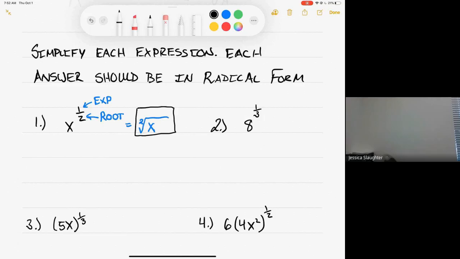In example 2, I have 8 raised to the power of 1/3. Remember, 3 is going to be your root, and your exponent is going to be 1. This means I'm going to have the cube root of 8, and 8 is raised to the first power. We don't necessarily need that first power, so you can just leave it as the cube root of 8. If you're not sure what the cube root of 8 is, it's actually 2, because 2 times 2 times 2 is 8. So the cube root of 8 is going to be equal to 2.